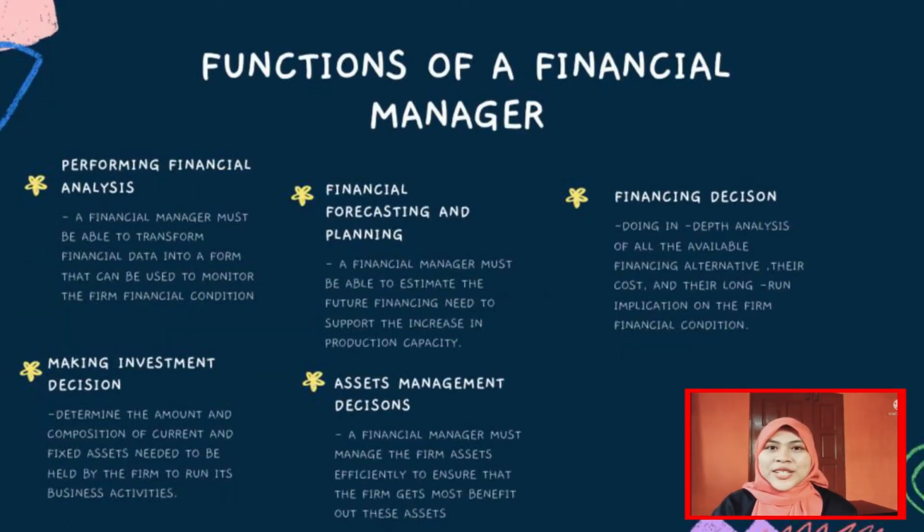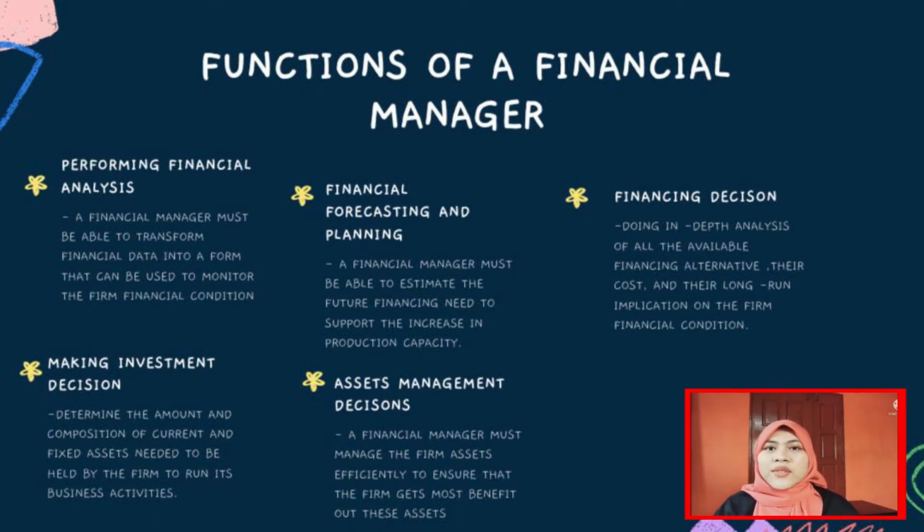Five functions of a financial manager. First, performing financial analysis. A financial manager must be able to transform financial data into a form that can be used to monitor the firm's financial condition. Second, financial forecasting and planning. A financial manager must be able to estimate the future financing need to support the increase in production capacity.